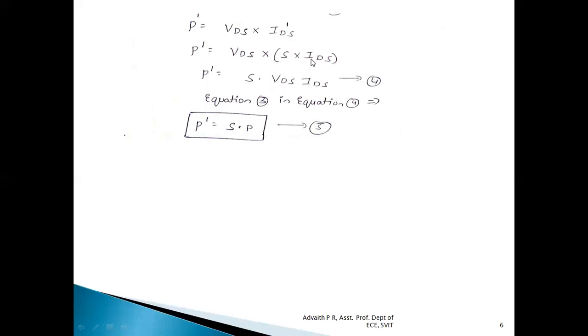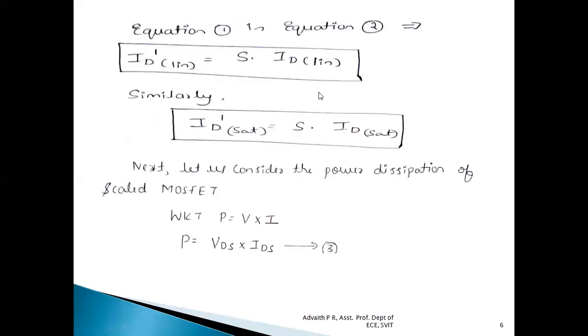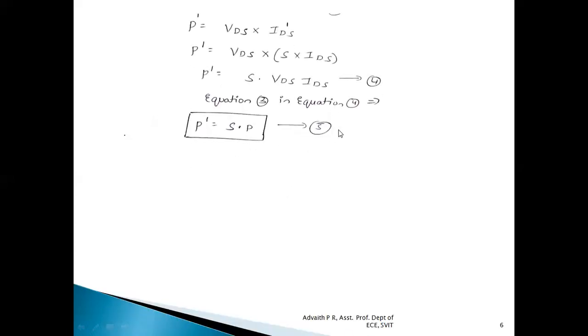This S into IDS we have just seen in our previous section how we got that. So P dash will be equal to S into VDS into IDS. This VDS into IDS is nothing but the power. Just in the previous section we have seen power P is equal to VDS into IDS. Hence, if we apply that in equation 4, we get P dash is equal to S into P. That means the scaled power is equal to scaling factor multiplied by the unscaled power.